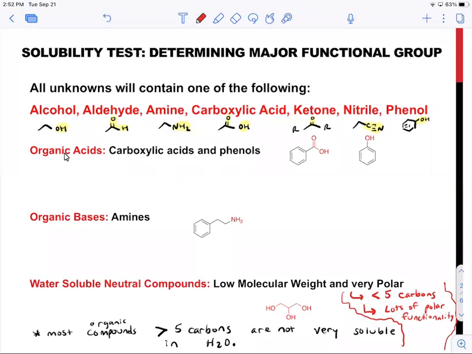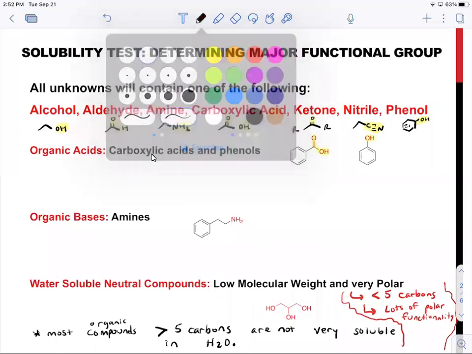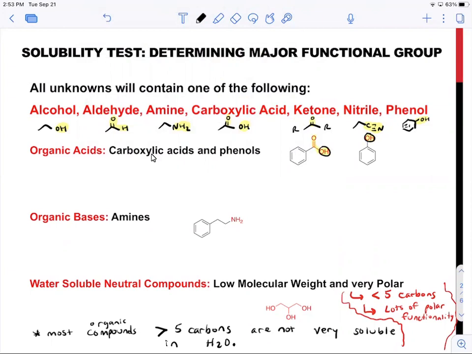Some of the unknowns contain what we call organic acids. These would be molecules which have carboxylic acids or phenols. And we know that these are acidic because they have an oxygen-hydrogen bond that can easily be deprotonated under basic conditions. By contrast, amines are thought of as organic bases because the lone pair on the nitrogen atom can easily pick up a proton under acidic conditions. Of the remaining functional groups, for instance, alcohols, aldehydes, nitriles, ketones, these are thought of as neutral organic molecules. Even as we change the pH of an aqueous solution, we don't tend to see reactivity and we don't tend to see any solubility.